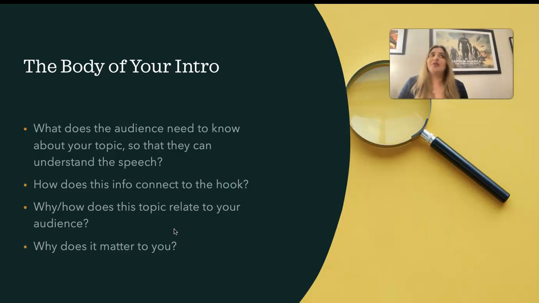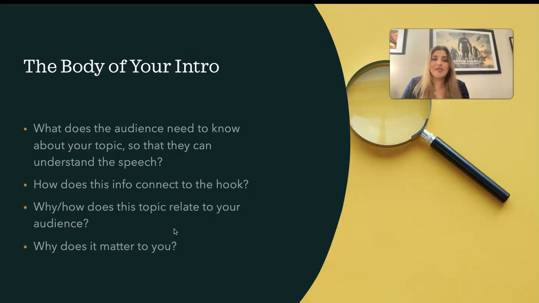This is also called, in writing, "kill your darlings," where you have to cut pieces of your writing that you really love, because it's not necessary or it drags down the rest of your work. So think about how this info is going to connect to the hook, how it's going to connect to the rest of the speech. Make sure it's all in the same vein.